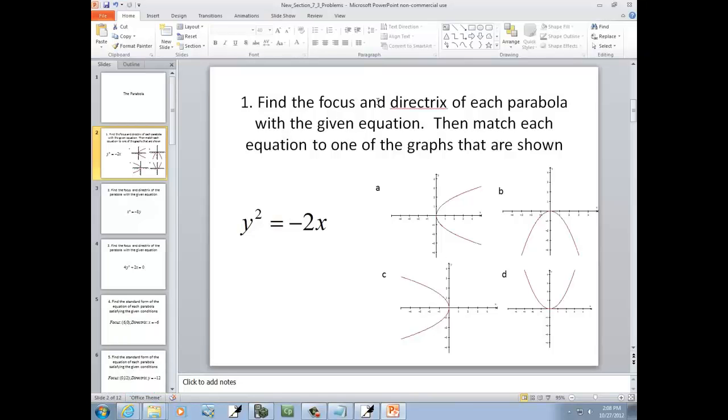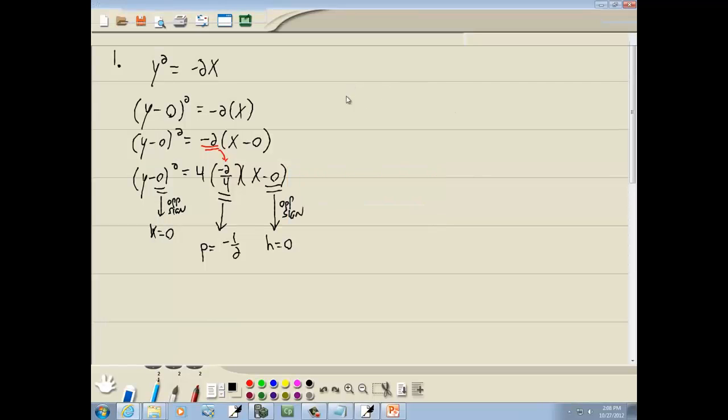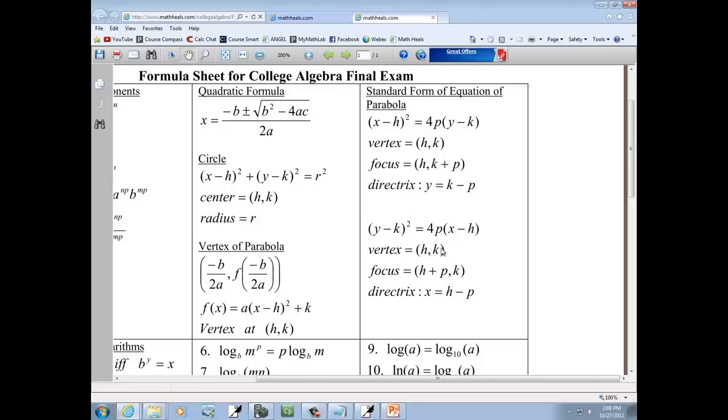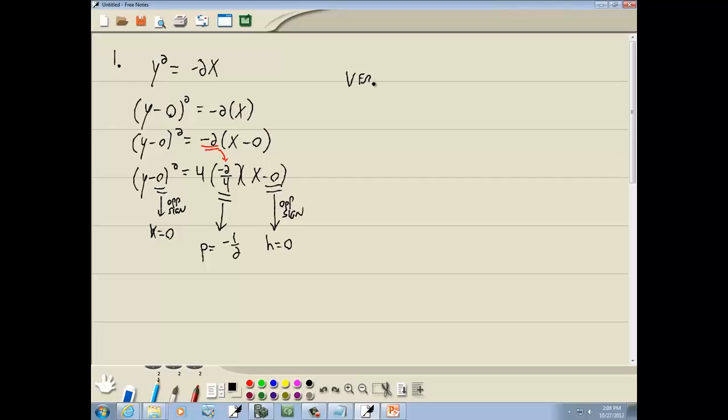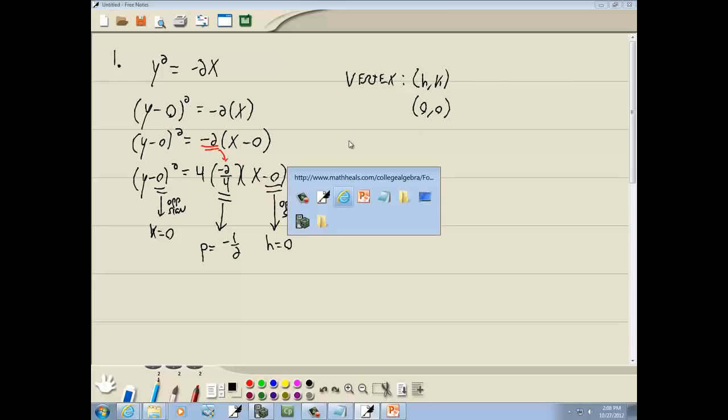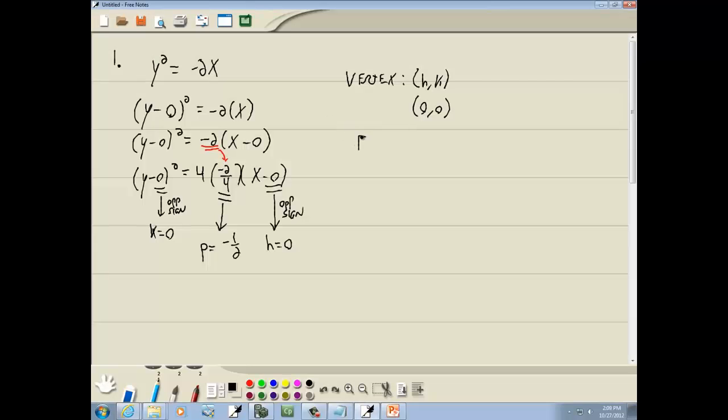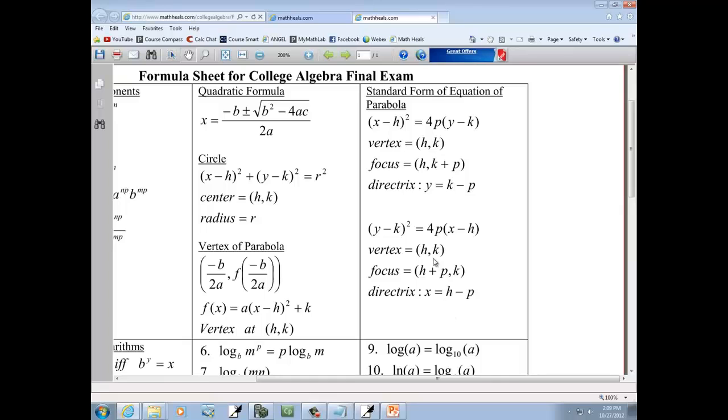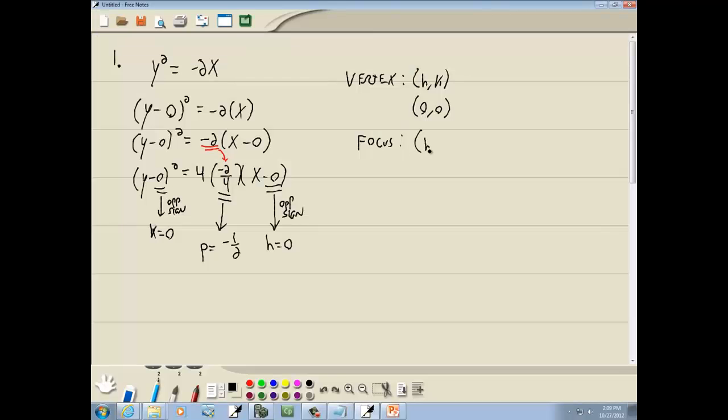Now they're not asking for all the pieces of information. They just say find the focus and directrix. But let's go ahead and find all of it. It helps with the graph. Our vertex, it says, is (h, k), and we said h was 0 and k was 0. Now our next one is focus. Focus is (h plus p, k). H we said was 0, p is negative 1/2, and k is 0. So this would be (negative 1/2, 0).